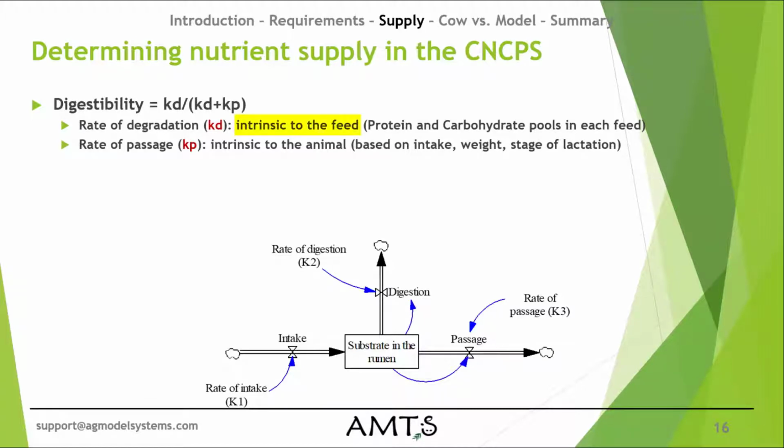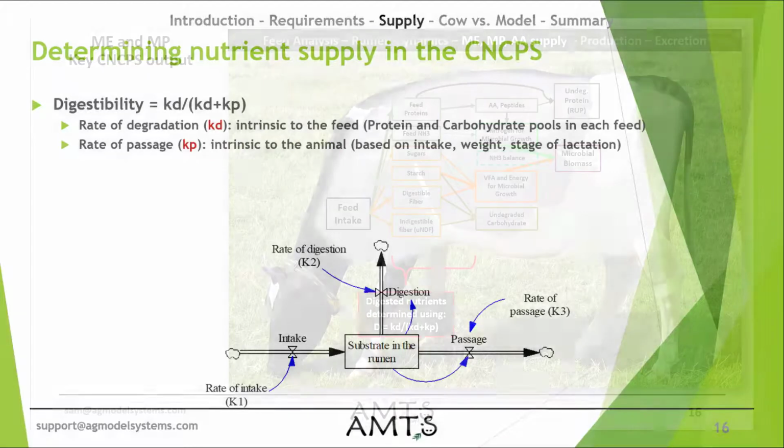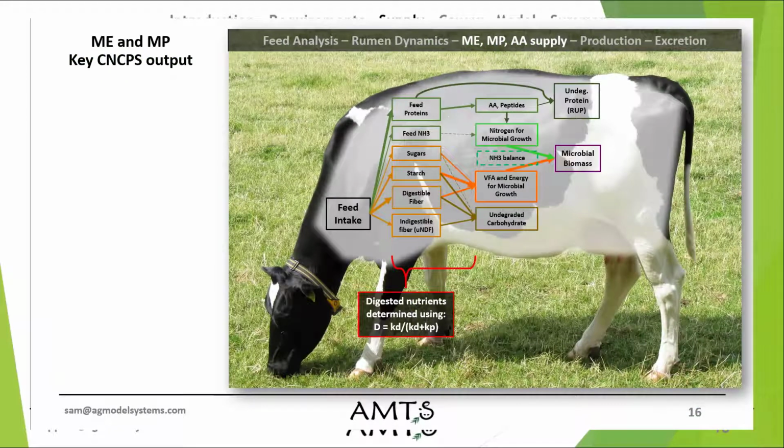One is intrinsic to the feed and something that we get from the feed analysis information. The other is intrinsic to the animal and is something that we base off the amount of intake, the weight of the animal, and things like the stage of lactation. This central equation is used to calculate the disappearance of a given substance in the rumen. The rate that substance disappears, especially something like fermentable starch or fermentable fiber, is what determines the amount of microbes we can grow from that substrate.